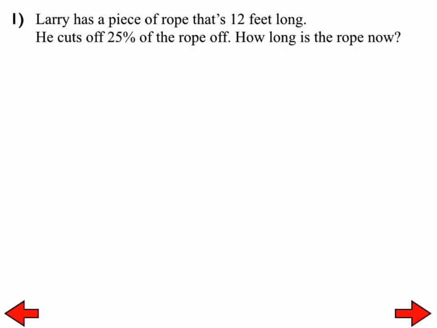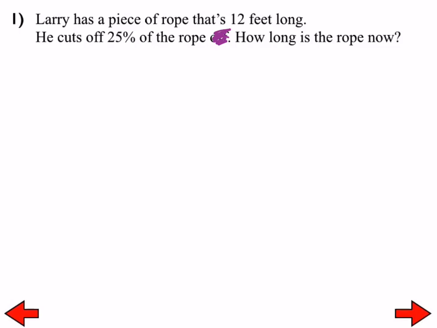So let's go ahead and get started with number one. Number one says Larry has a piece of rope that's 12 feet long. And our focus today is not necessarily on finding answers. It's about writing an expression or multiple expressions that would allow us to find the answer. And that's how we're kind of starting off today's lesson. So the problem goes on and says he cuts off 25% of the rope. That word off shouldn't be there. The question is, how long is the rope now?